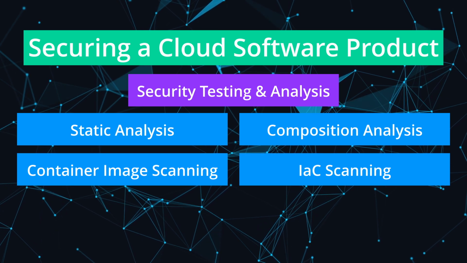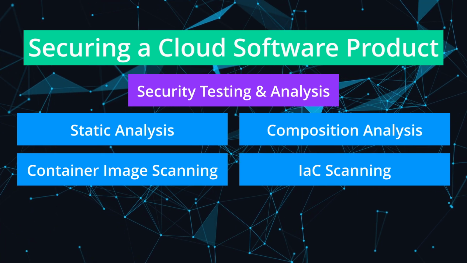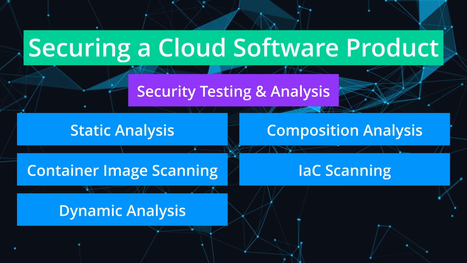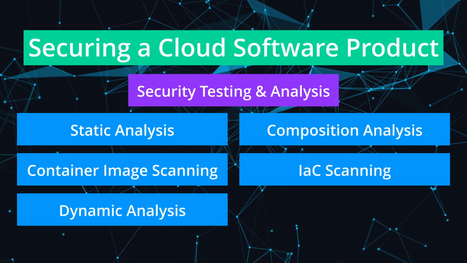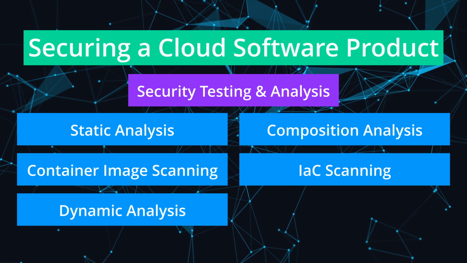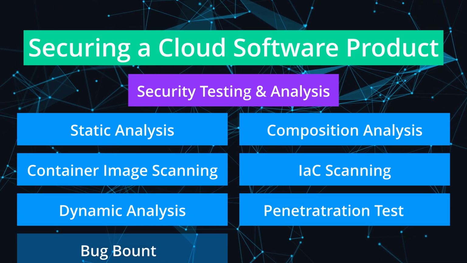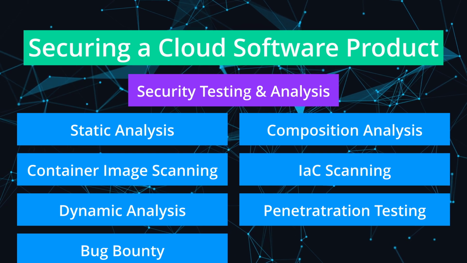There's more testing and analysis that can be done against running code. Dynamic analysis would be the automated approach to testing running code, and some form of human testing would be the next logical step. This is where penetration testing and bug bounty come into play. Real humans finding real vulnerabilities.